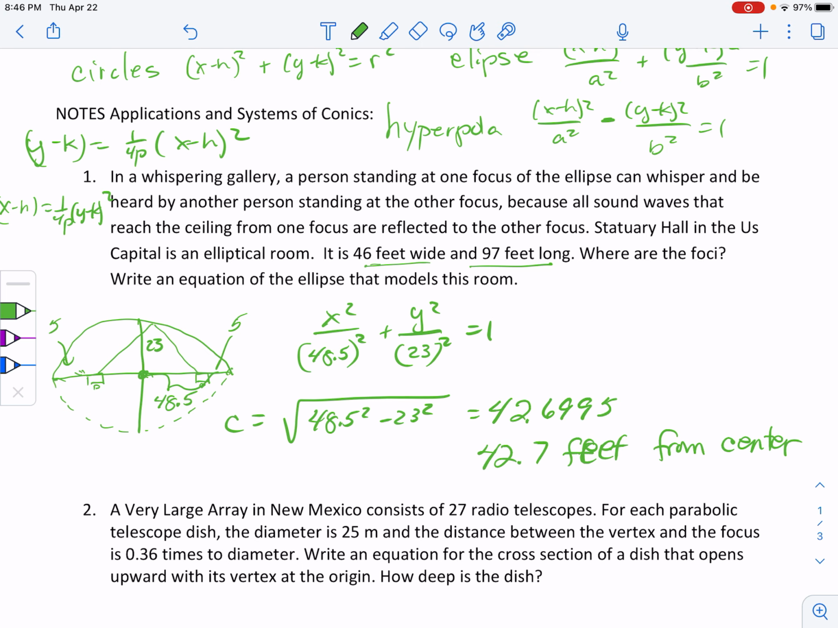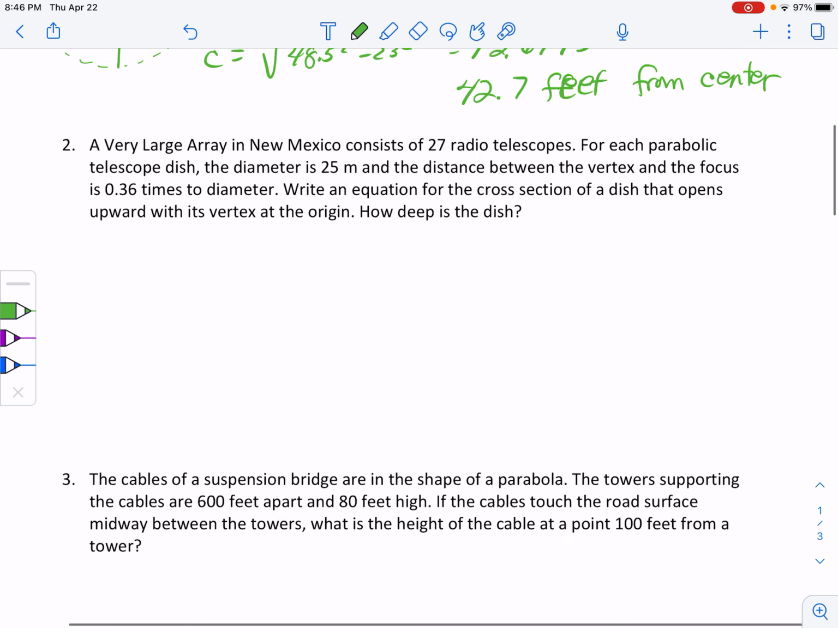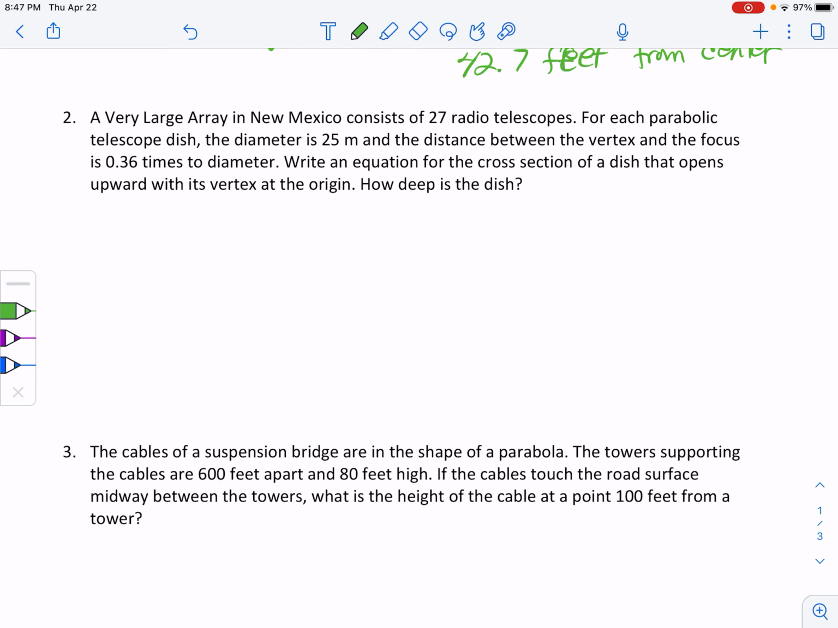Answers that question. Okay. A very large array in New Mexico consists of 27 radio telescopes. For each parabolic telescope dish, okay, so you have a telescope dish. It's like your dish on your TV. That's a parabola. And the receiver is at the focus. When you have a satellite dish and it's receiving sound and light, it bounces off the sides and into the focus.